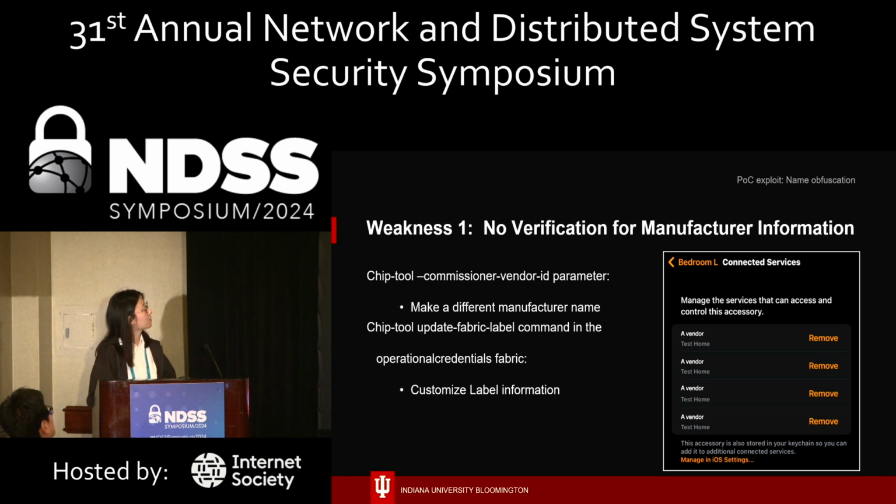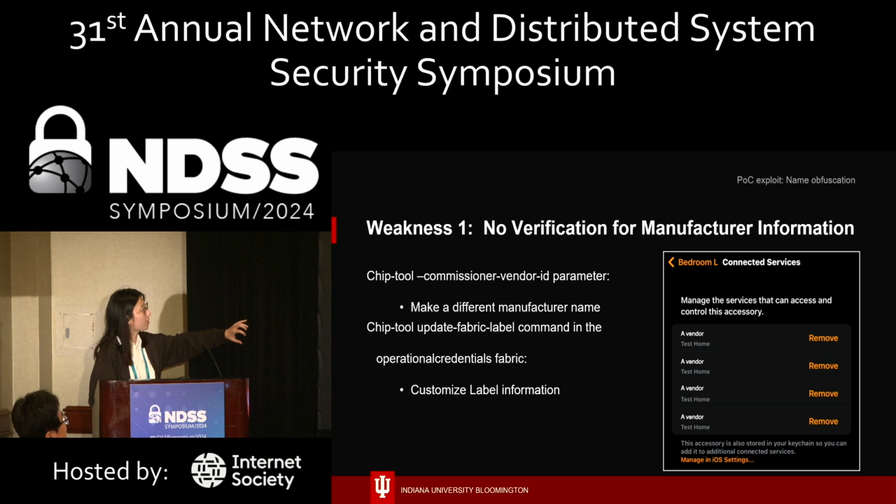The first weakness is that there's no verification for manufacturer information in the Matter standard. What is manufacturer information? If you're trying to pair the Matter device with a vendor's app, you can find such information as the figure shows. The manufacturer information includes the name of the vendor and a label. In this case, the vendor name is a vendor, and the label is test home. If you're trying to pair your Matter device with some vendor's app and ChipTool, there will be different ways that you can see in the app to control this device, which we can call control channels.